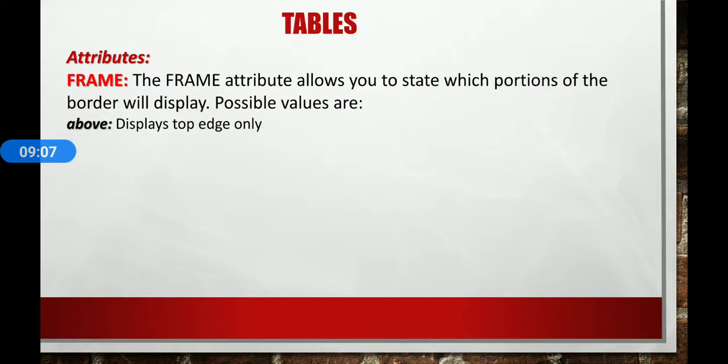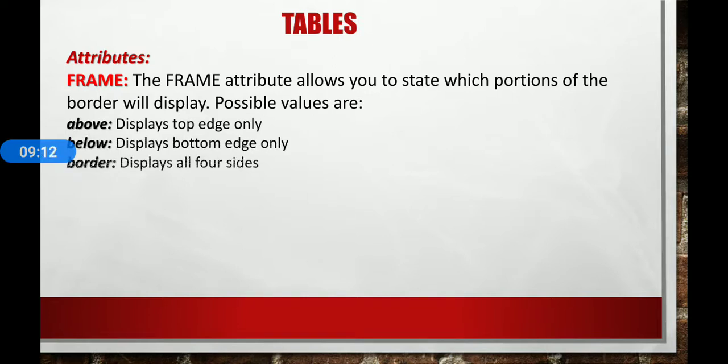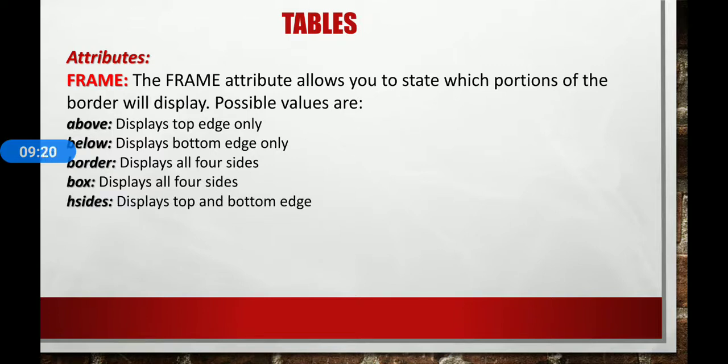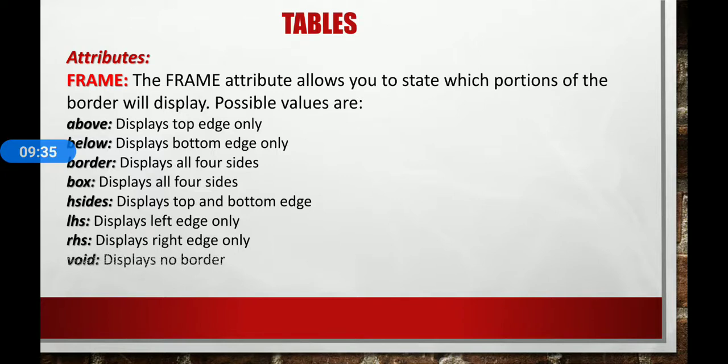Then the next one is below. It displays only the bottom edge. Next one, border. It displays all sides' border. Box. It also displays all sides' border. Hsides. It means only horizontal side borders will be shown. LHS, only the left hand side border displays. RHS, only the right side border. Void. This is borderless. Vsides, only left and right side borders.